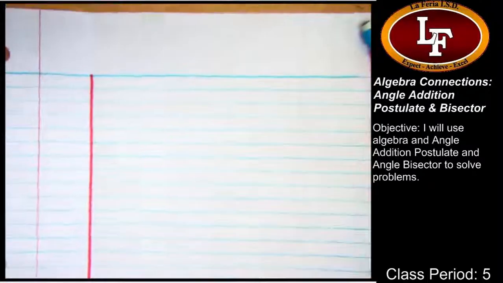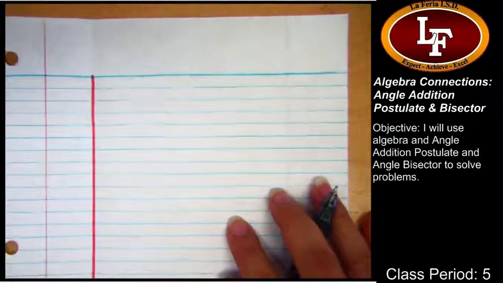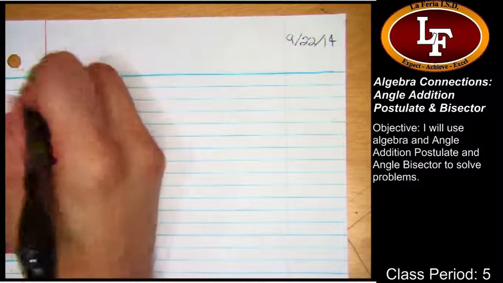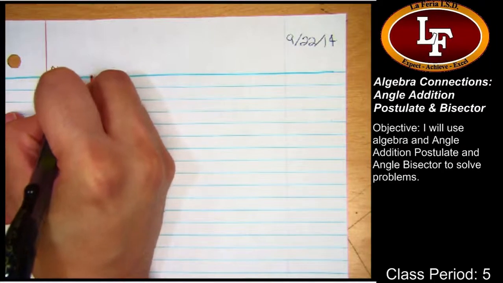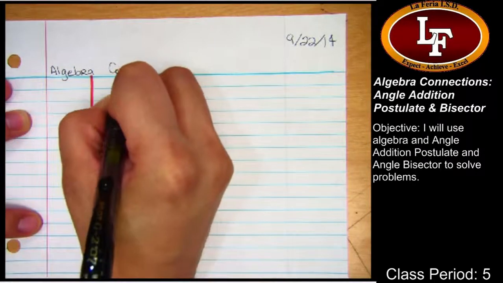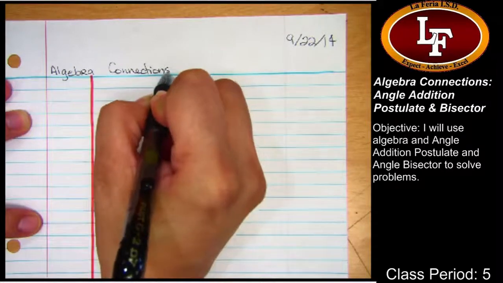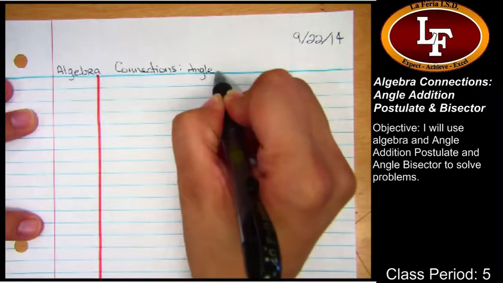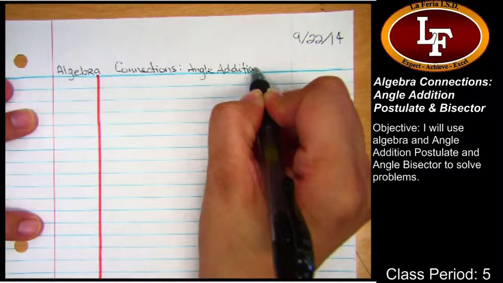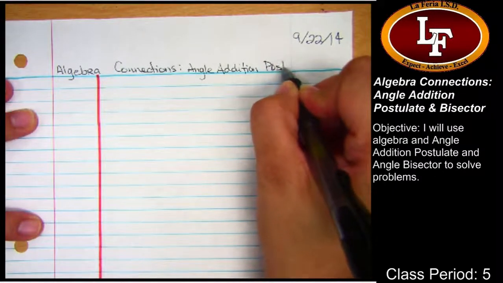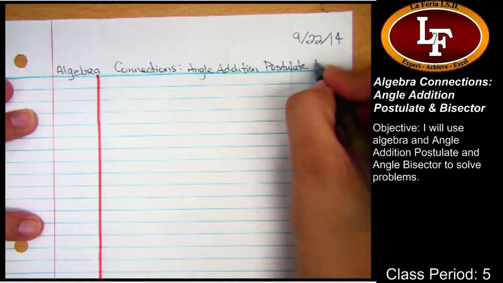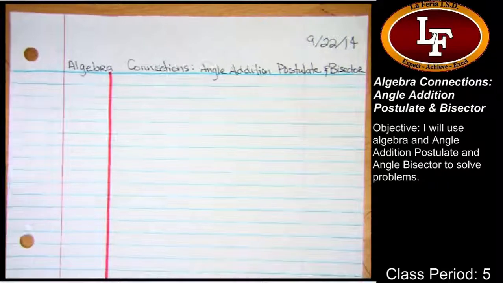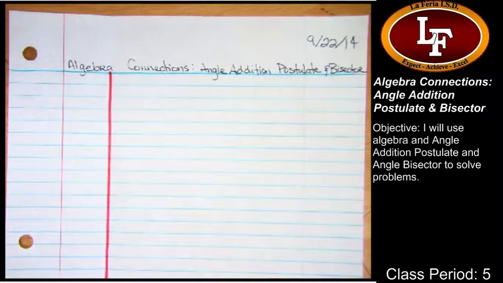So let's get started with our date and title. It is the 22nd of September, and today's lecture is titled Algebra Connections. And today's Algebra Connections is going to be focusing on the angle addition postulate. Oops, let's spell postulate right. It's an O, not an I. And bisectors. There it is, the angle addition postulate and bisector.